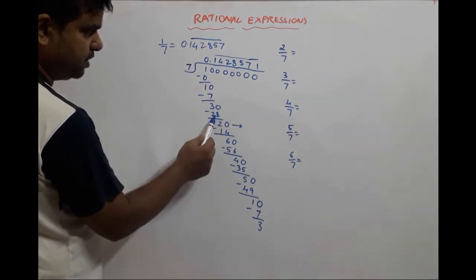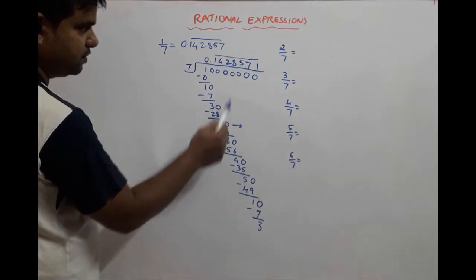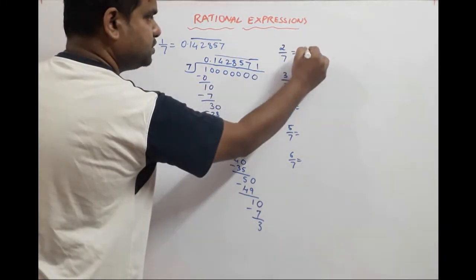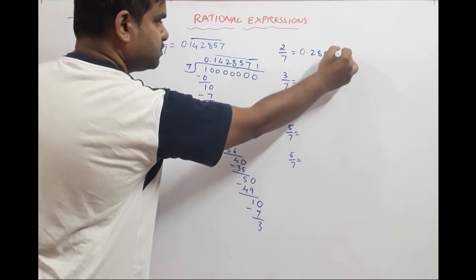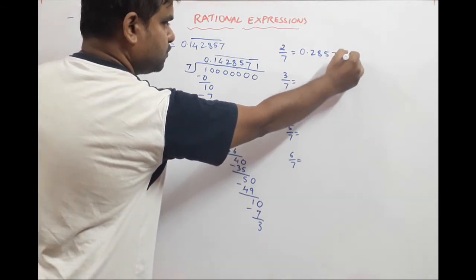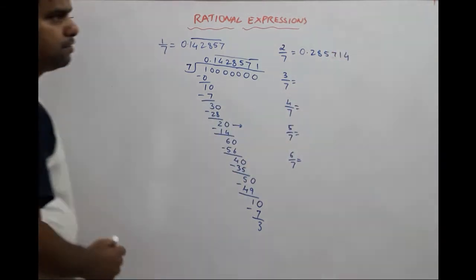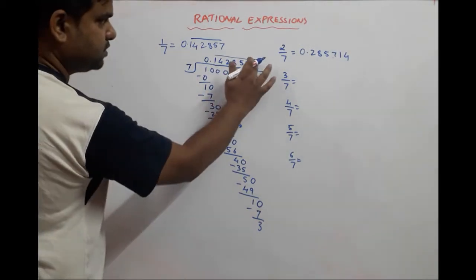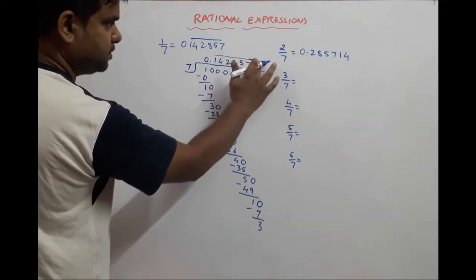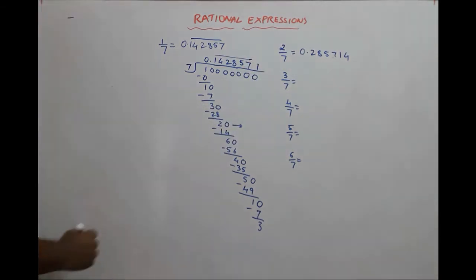7 fours are 28 comes here. 7 twos are 14. So the answer should be 0.2857114. Why did it go all the way up to 4? Because as you know, it is not up till here, it is up till here. This is 1 over here.